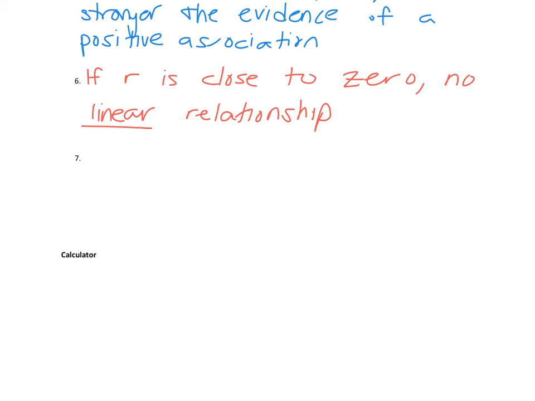Okay, and because we use z-scores to calculate the R, since z-scores are unitless, R is unitless. And then because a z-score uses the mean and the standard deviation, mean and standard deviation are not resistant to those extreme values. So R is not resistant.